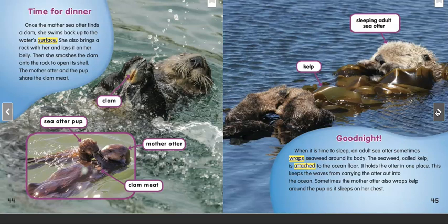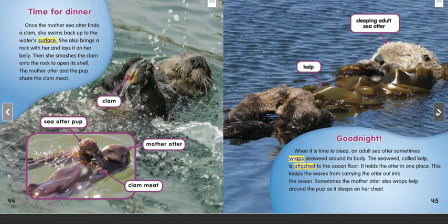Time for dinner. Once the mother sea otter finds a clam, she swims back to the water's surface. She also brings a rock with her and lays it on her belly. Then she smashes the clam onto the rock to open its shell. The mother otter and the pup share the clam meat. Let's look at these captions. We see a clam, we see the sea otter pup, the mother otter, and the clam meat.